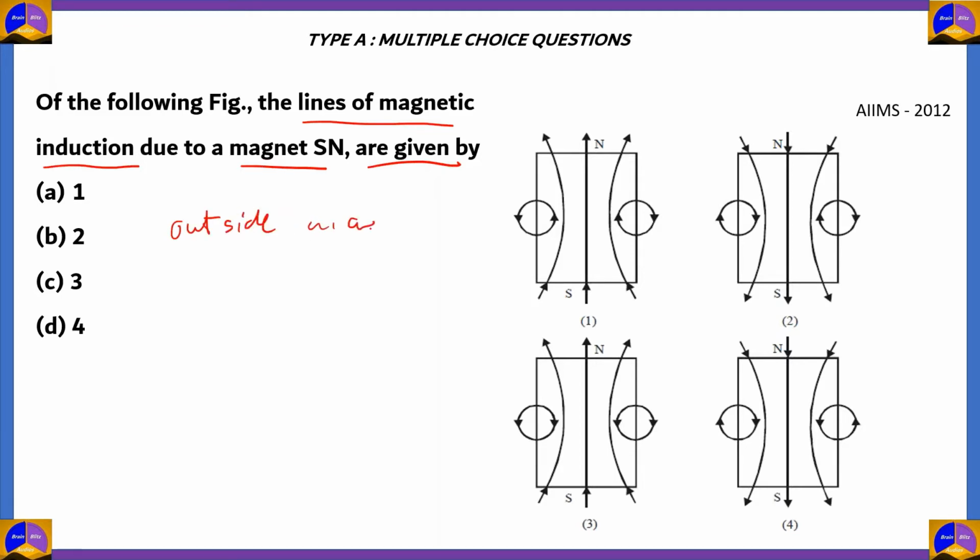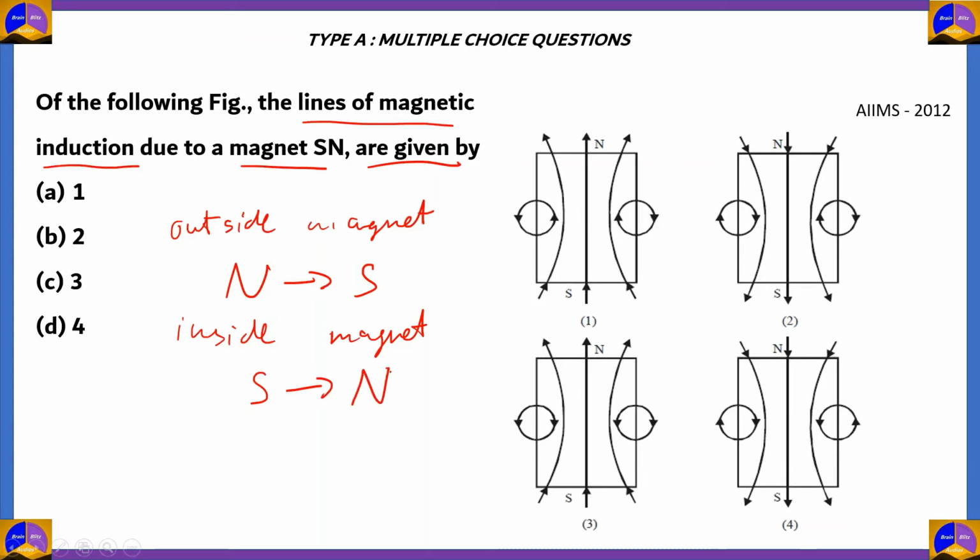outside a magnet, the magnetic field travels from north to south, and inside a magnet, the direction is south to north. If we look at our figure 4, we see that inside the magnet, it's flowing from north to south, and outside the magnet, it's flowing from south to north. Now, this is basically the inverse of the conditions given. So option D is incorrect.